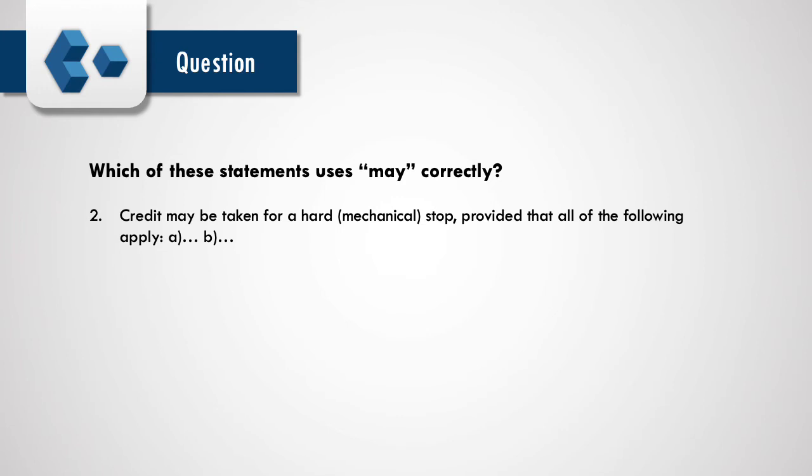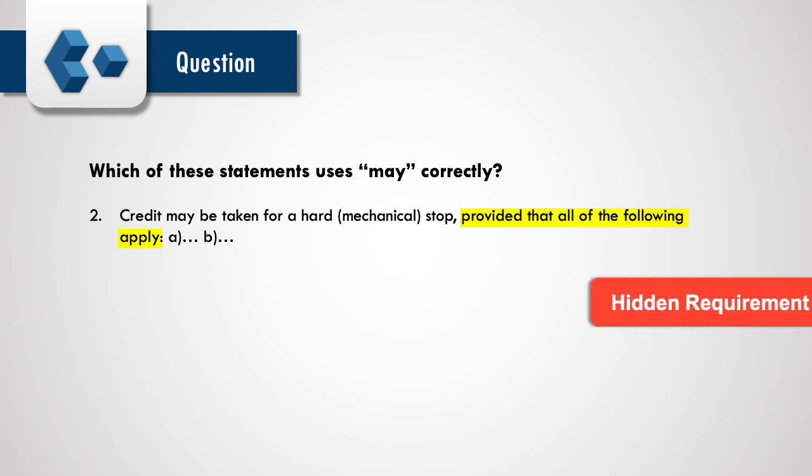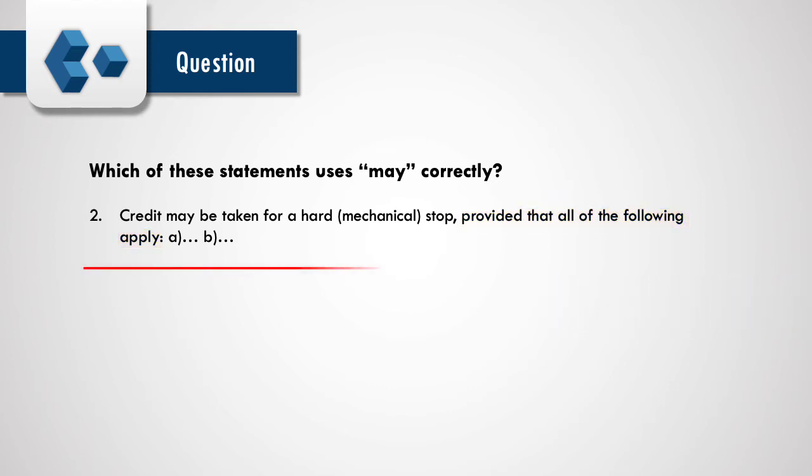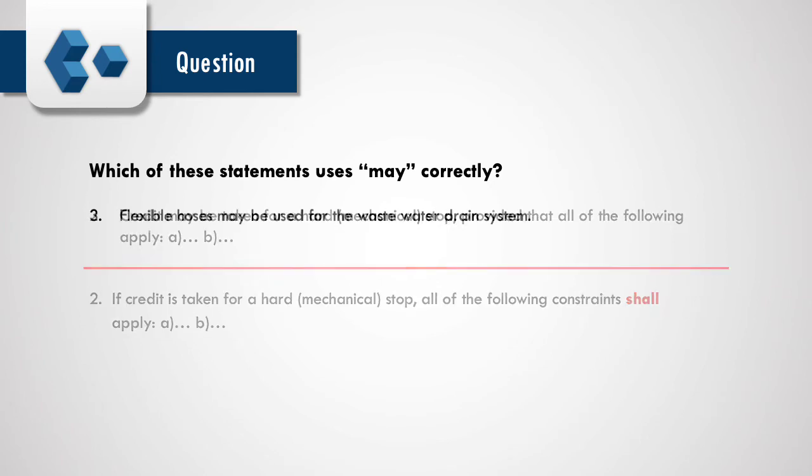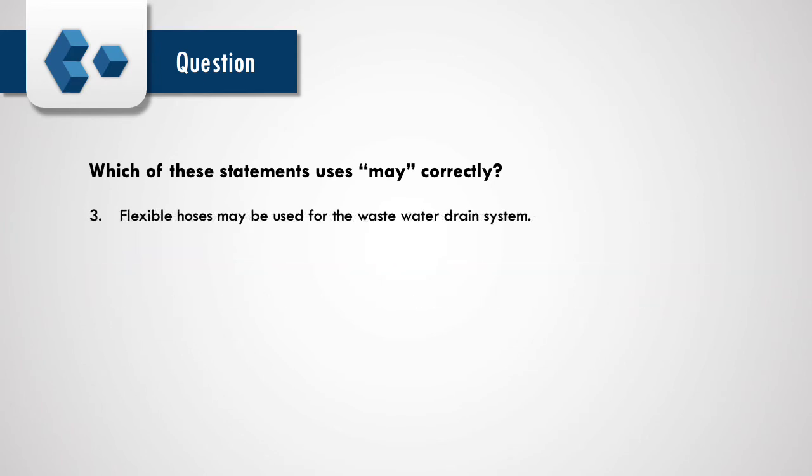On the face of it, the second statement is providing optionality. Credit may be taken. However, the phrase, provided that all of the following apply, dramatically changes this to a statement with hard constraints. In other words, this is an example of a hidden requirement. This statement can be rephrased more clearly as a conditional shall requirement. If credit is taken for a hard mechanical stop, all of the following constraints shall apply. Statement 3 is a good example of an acceptable option where may has been used correctly.